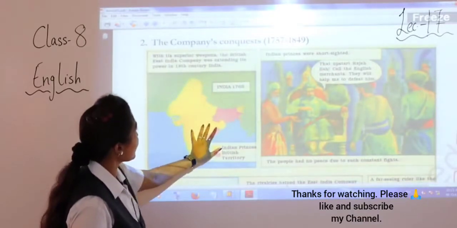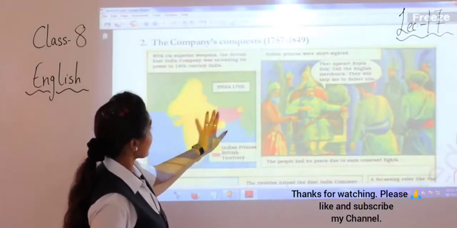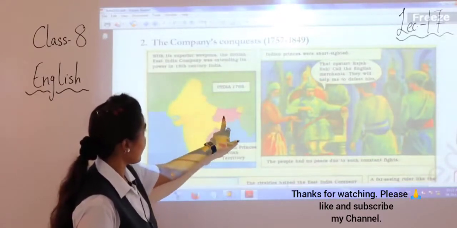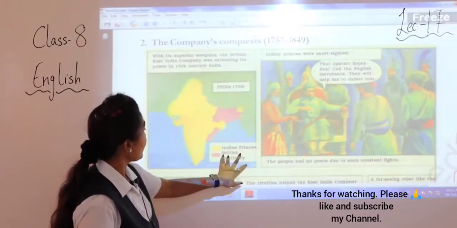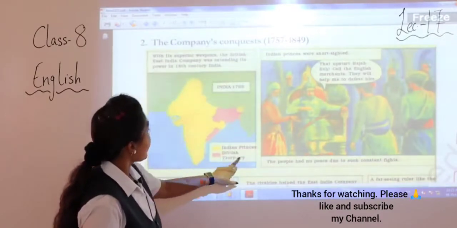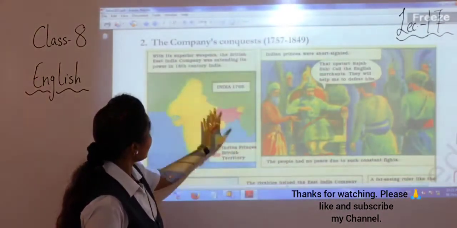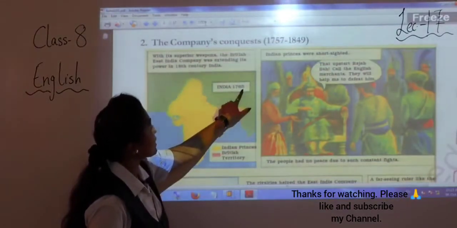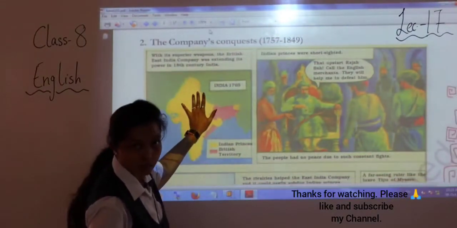See the map of India, 1765, Indian princes and British territory. See this area, this is the British territory, and this much is the Indian princes' territory. In 1765 the situation was this.